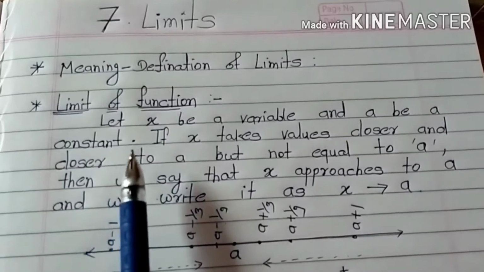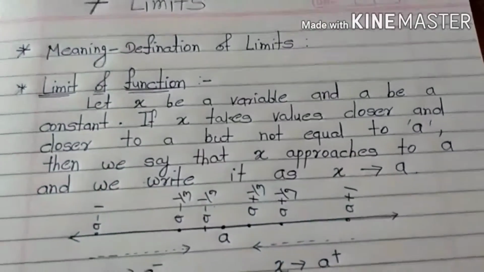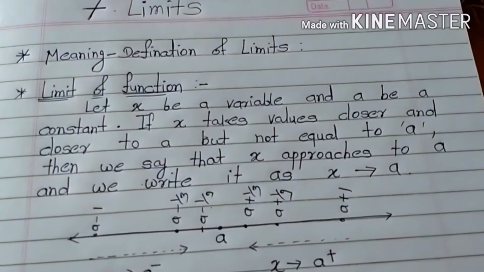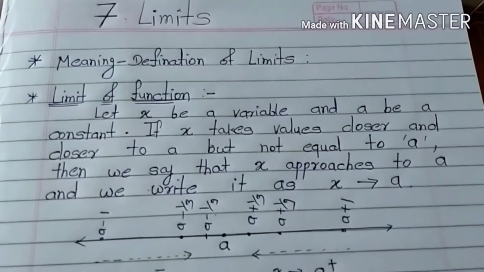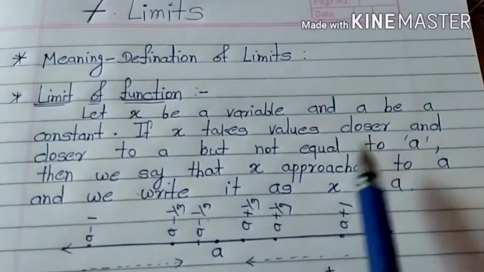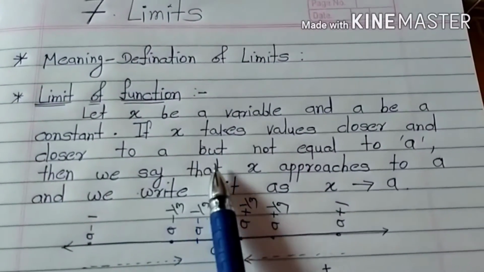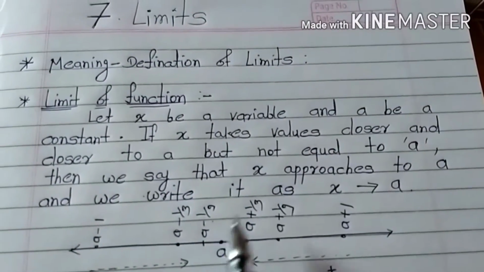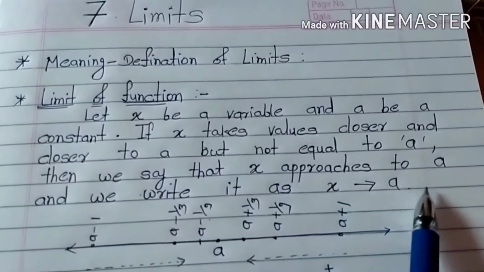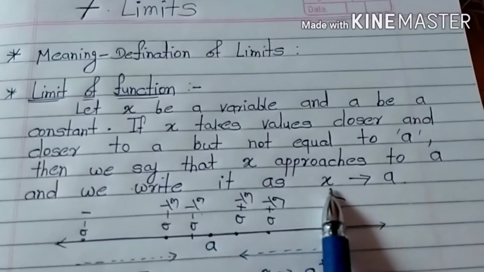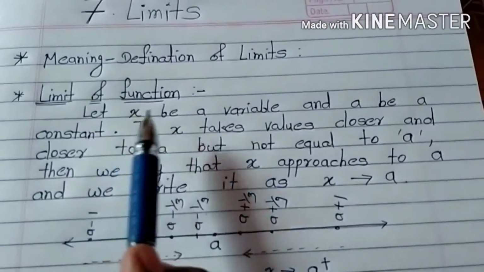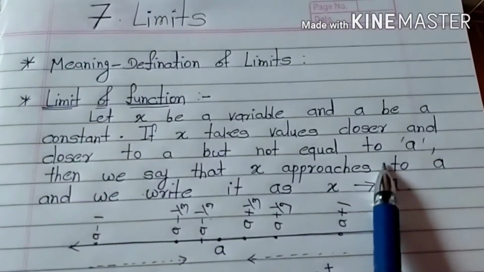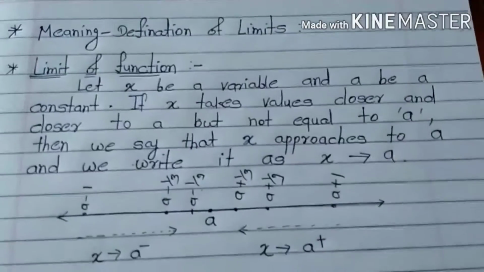So first, what is the limit of a function? Suppose x is a variable and a is a constant. If x takes values closer to a but not equal to a, then x approaches a and we write it as x tends to a. It means x takes values near a but not equal to a.